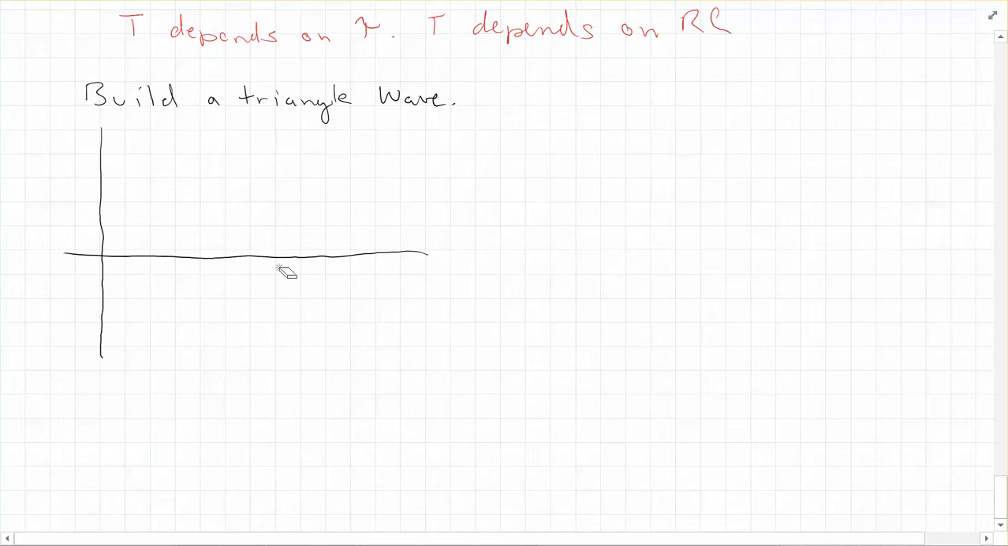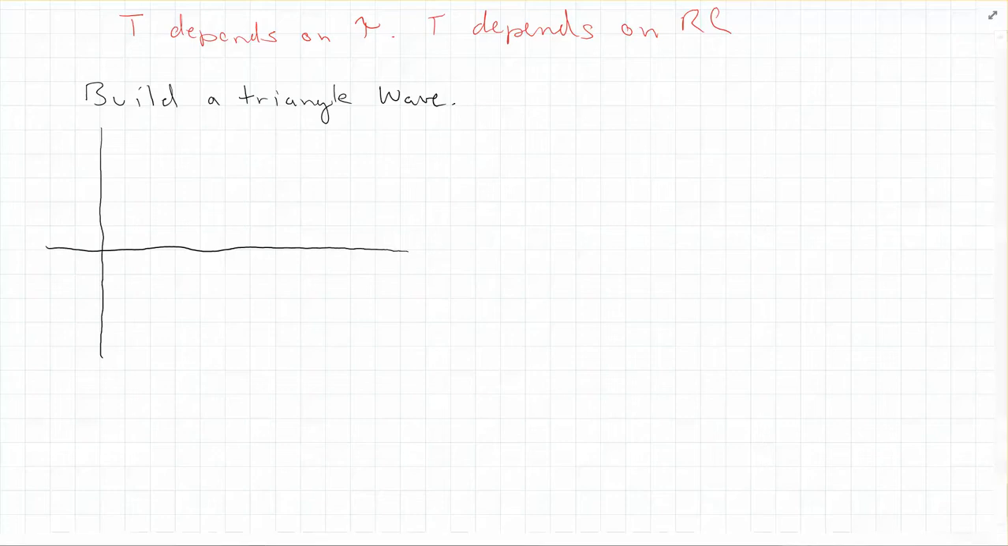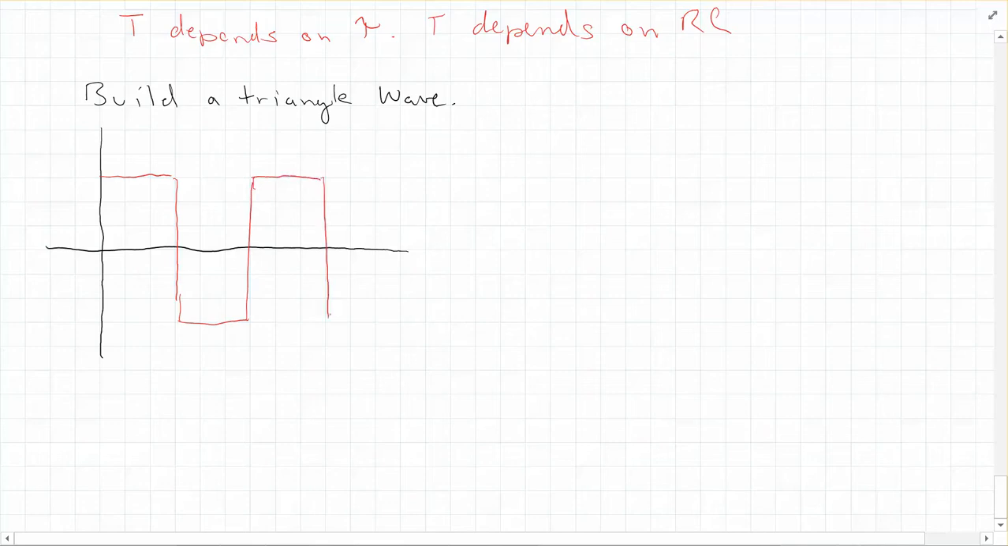That's not a great line. Let me erase that one and try again. That's slightly better. So we have my square wave here, and I want to build a triangle wave.